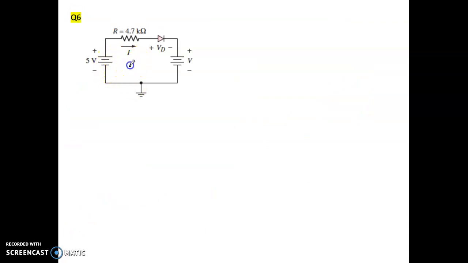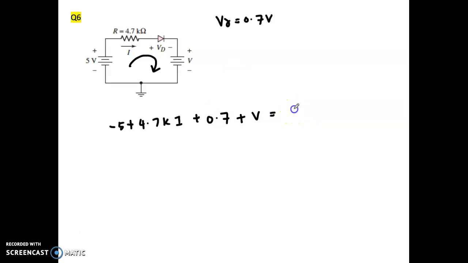Okay, how about question number 6? Same as just now, it's already a complete circuit. So you just draw the KVL. Minus 5 plus 4.7 Ki. Let's say your Vgamma here is 0.7 again. So plus 0.7 plus V will be equal to 0. Maybe in this question V is 1 volt. So you can get the I here directly. Okay. But what will be your VD? VD is only the voltage drop across the diode. So this will be 0.7 volt.